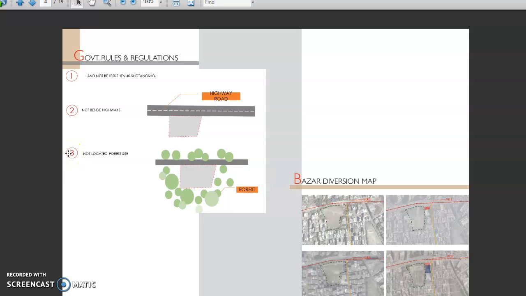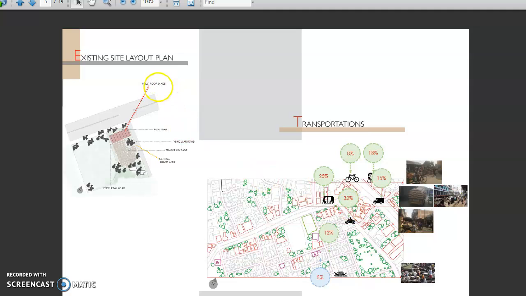There are some government rules and regulations on Hat Bazar, about where Hat Bazar can't exist. Here I have tried to show it in a diagram, and this is the Bazar diversion map from 2001 to 2017. And here I also tried to show the existing site layout plan and the transportation system in the Bazar and outside of the city as well.